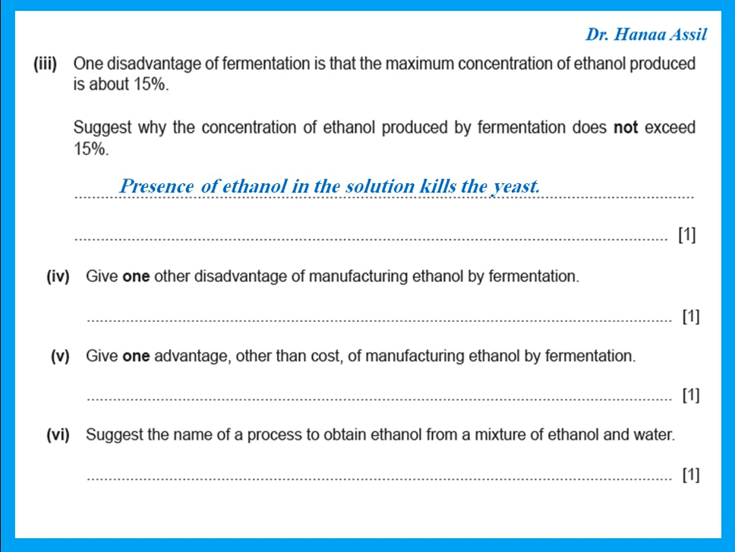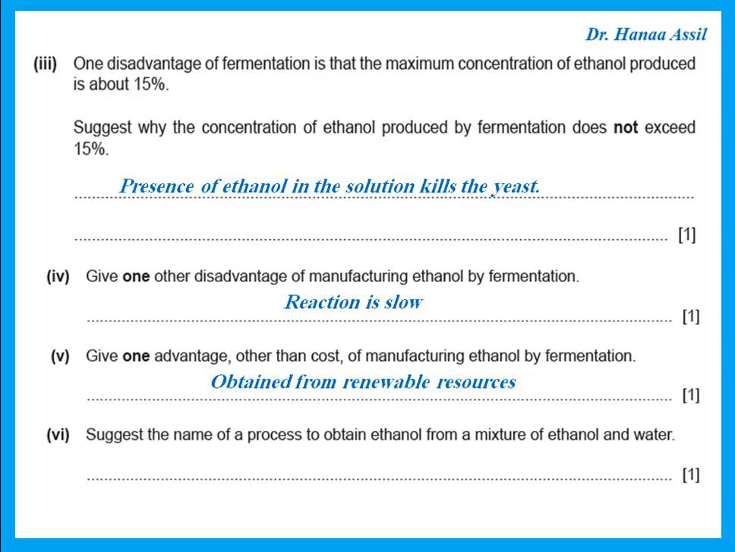Give one other disadvantage of making ethanol by fermentation. He wants a disadvantage. Remember when we talked about these processes, they have advantages and they have disadvantages. What was the disadvantage of fermentation? That the reaction is slow. Give one advantage other than cost of manufacturing ethanol by fermentation. Why is it good to make ethanol by fermentation? Well, you should know that the glucose we get from sugarcane, and sugarcane is a renewable resource, so the advantage is this is obtained from renewable resources.